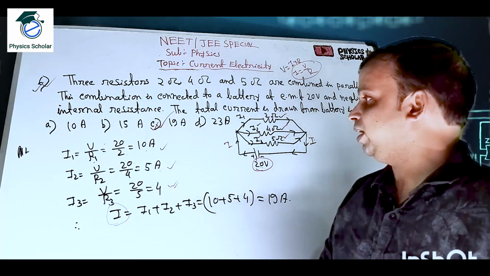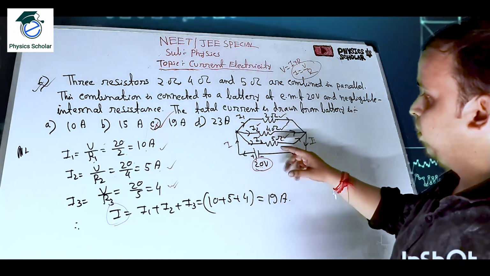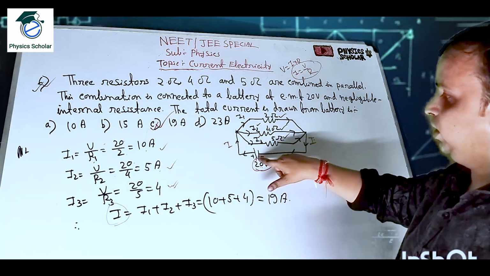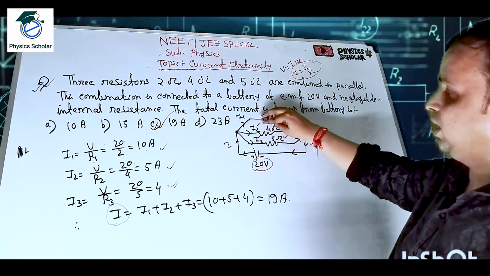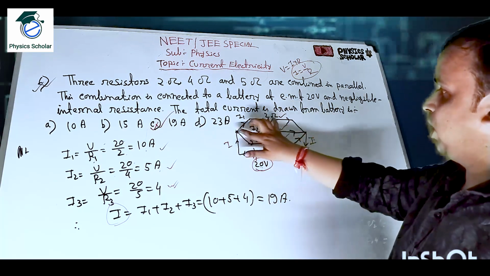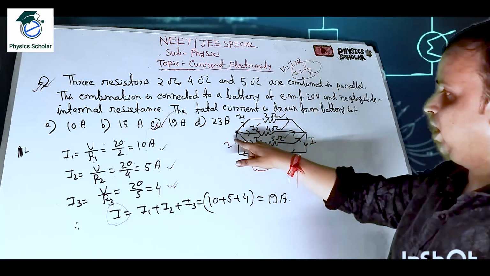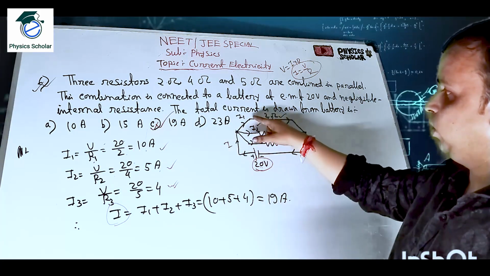So it will be 19 ampere. So here what happened actually? The battery is there and 3 resistors are there which are connected in parallel. So the common 2 terminals are same. So the main current I is dividing into 3 parts, I1, I2, I3.